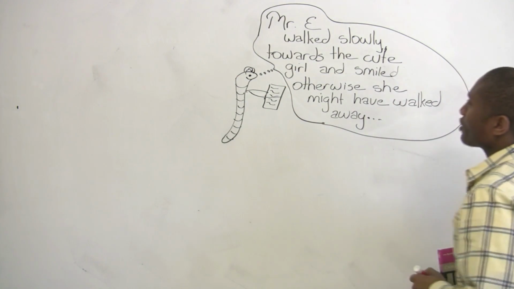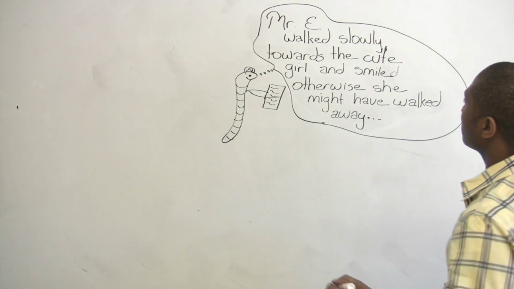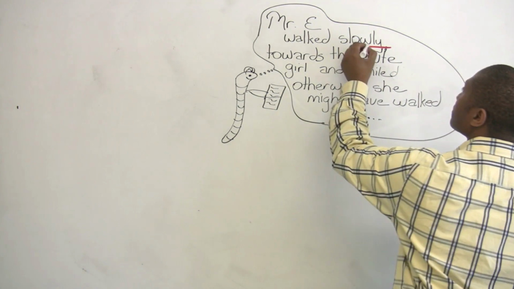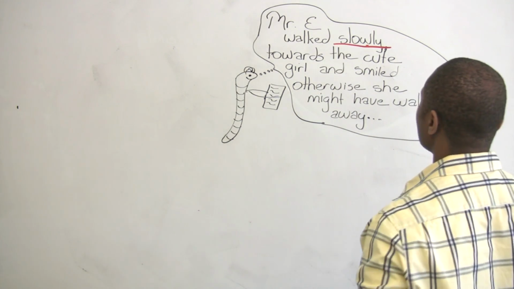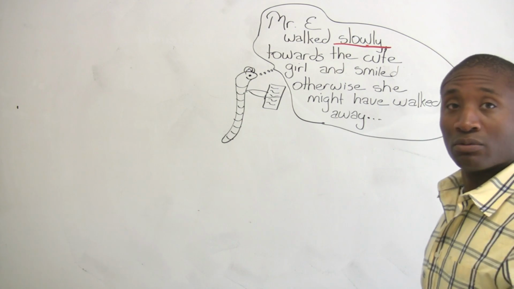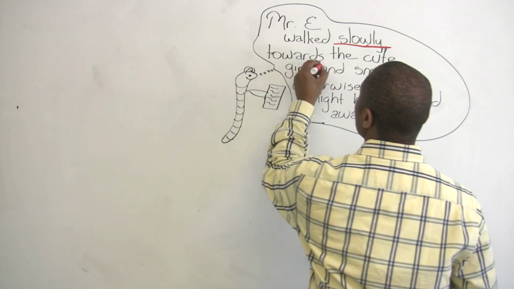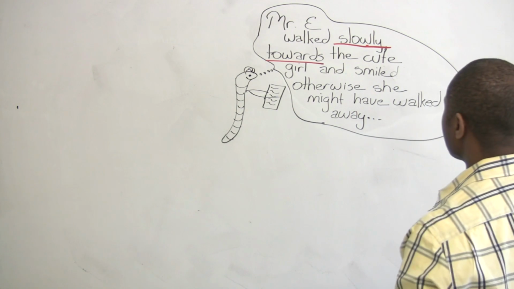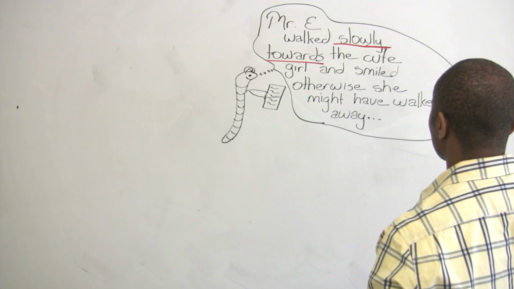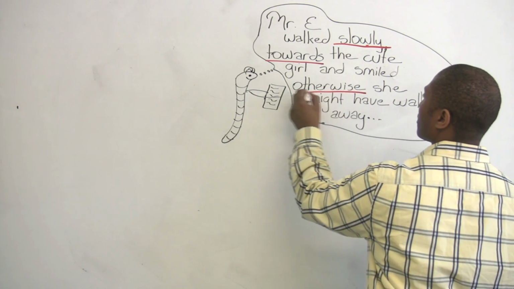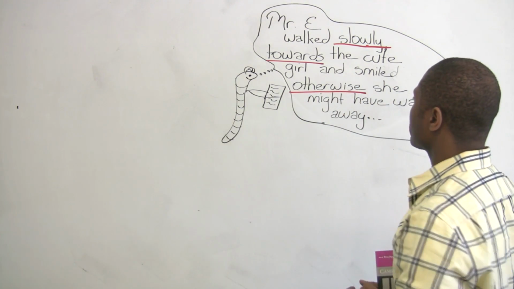So Mr. E walked slowly. Okay, slowly is modifying how he walked. Okay, I got that, slowly. Cool. Towards the cute girl. Oh! Towards, yeah, okay, towards. I got it. And smiled. Otherwise, she might have walked away. Otherwise. Okay, cool. So what? Who cares?